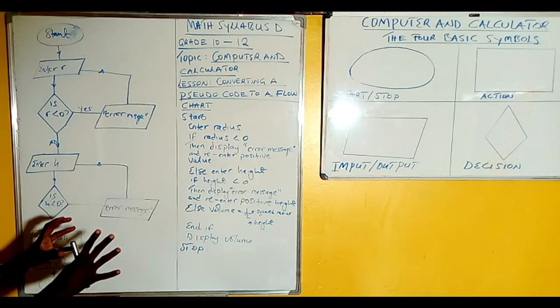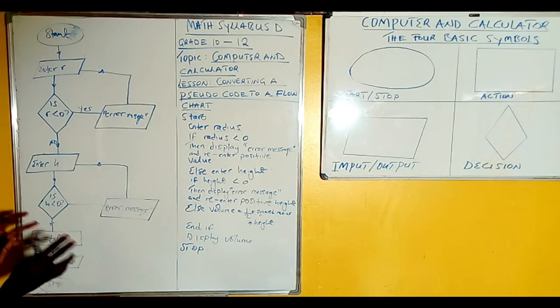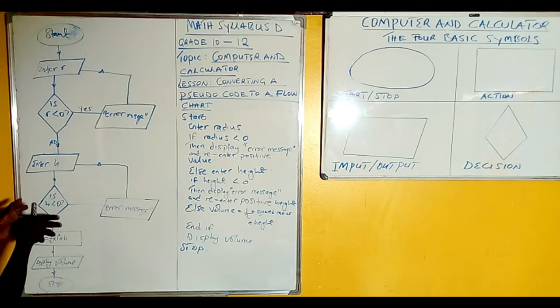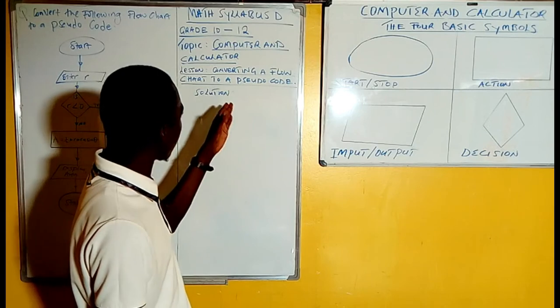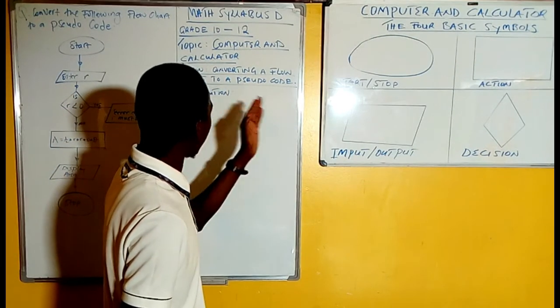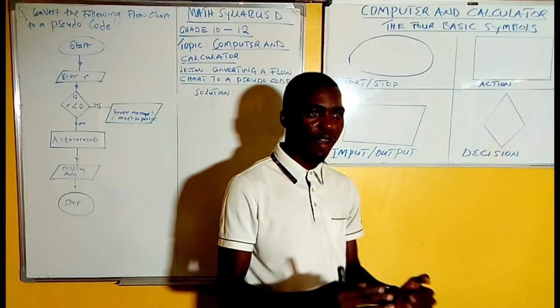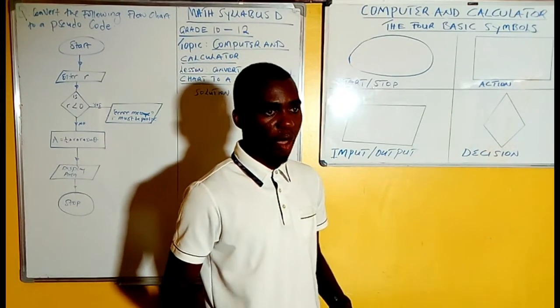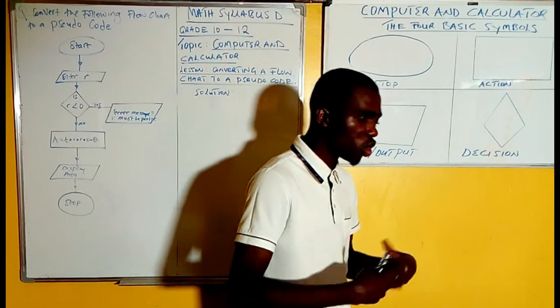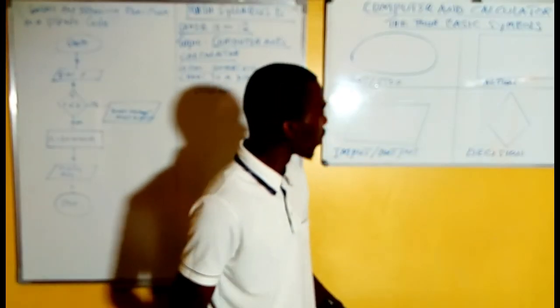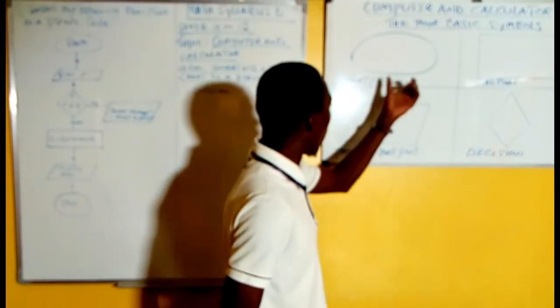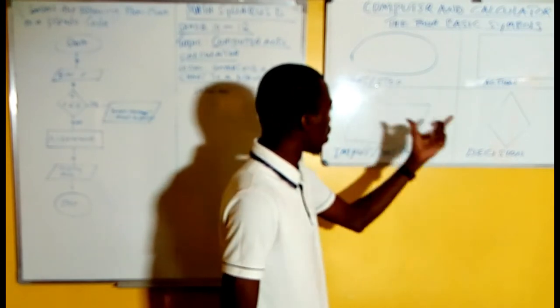Then in our next lesson, we are going to look at how to convert the other way around, which is converting a flowchart to a pseudocode. You already know what a flowchart is, and we already defined what a pseudocode is. But just for the sake of those that are joining us for the first time, maybe let me just go through one of these important shapes here.